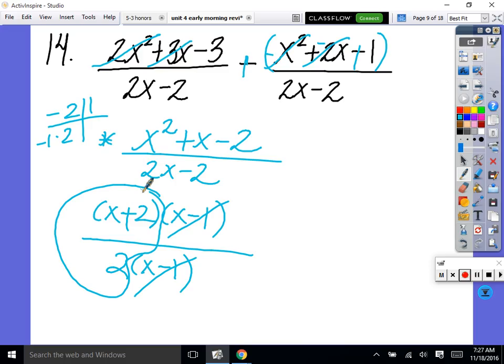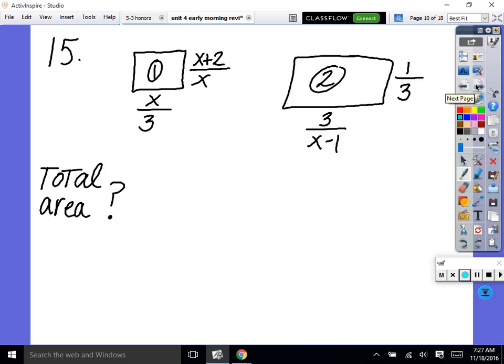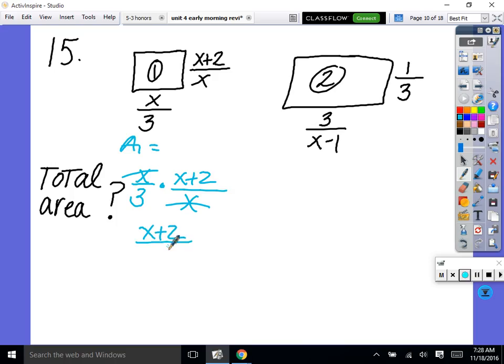Any questions on that? Okay, so if I said to you, what's the total area of box 1 and box 2? Wouldn't we just find the area of this one, find the area of this one, and then add them together? Okay, so area of this one would be length times width, right? I'm just going to focus on this piece for a minute. So area of box 1 is equal to x over 3 times x plus 2 over x. Let's simplify that. We don't have to exclude values for this. The x's divide out, correct? So we have x plus 2 over 3. That is the area of box 1. Let's do the area of box 2 for a second.